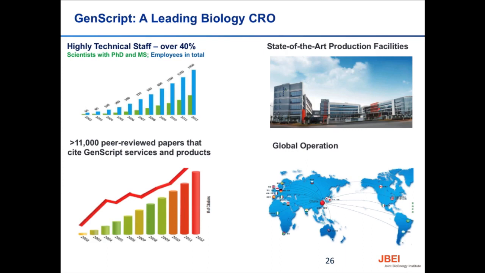On top of that, we've been around since 2002, and we've been in over 11,000 peer-reviewed papers that cite both our services and our products. So we've been peer tested and proven. And also we're a global operation. We not only operate in the North America region, we also ship over to Canada, or the Asia region, and also in Australia and the UK and all over the world, basically.